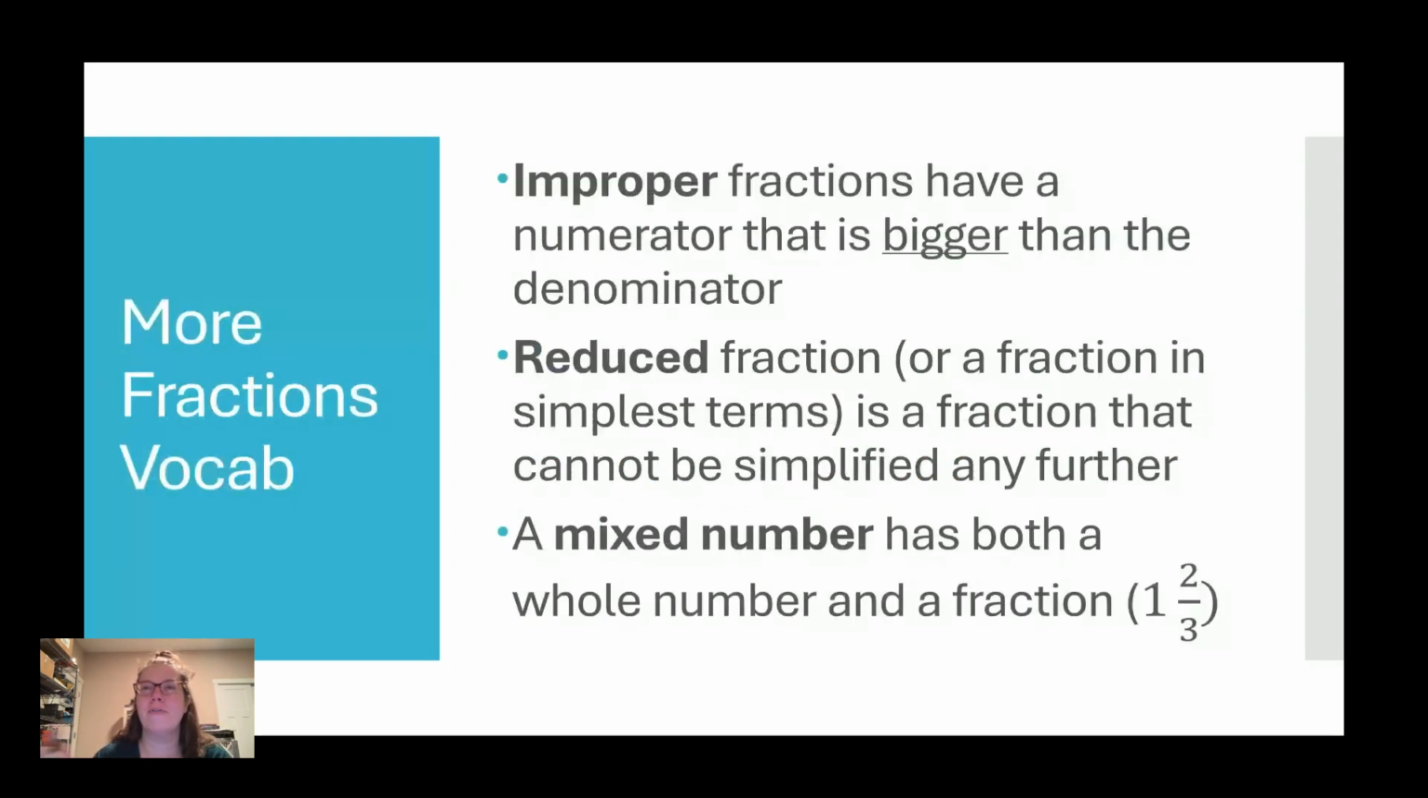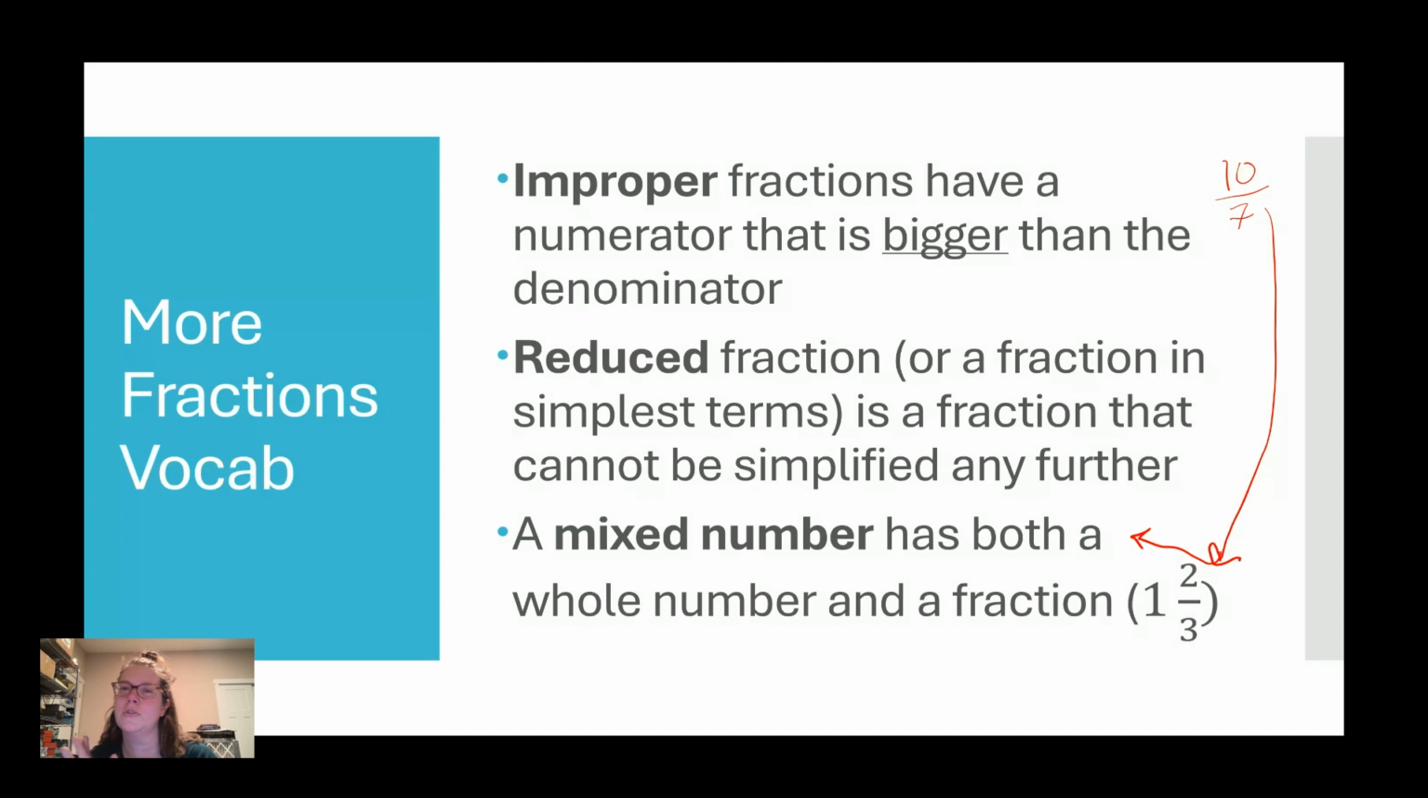An improper fraction, you've seen them already, is one where the numerator is bigger than the denominator. As long as the numerator is bigger than the denominator, it's improper. You can also write it as a mixed number. A reduced fraction cannot be simplified any further. So if you think about prime factorization, we're going as small as we can get to where we can't simplify it any further. The same thing's happening with the reduced fraction.